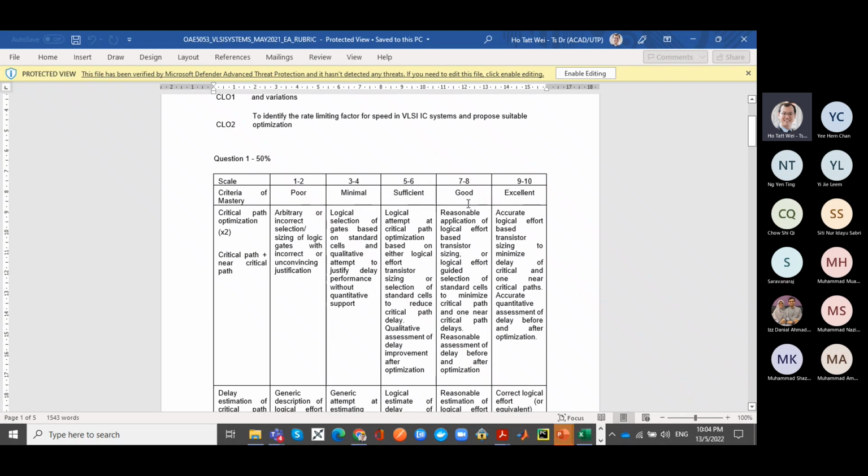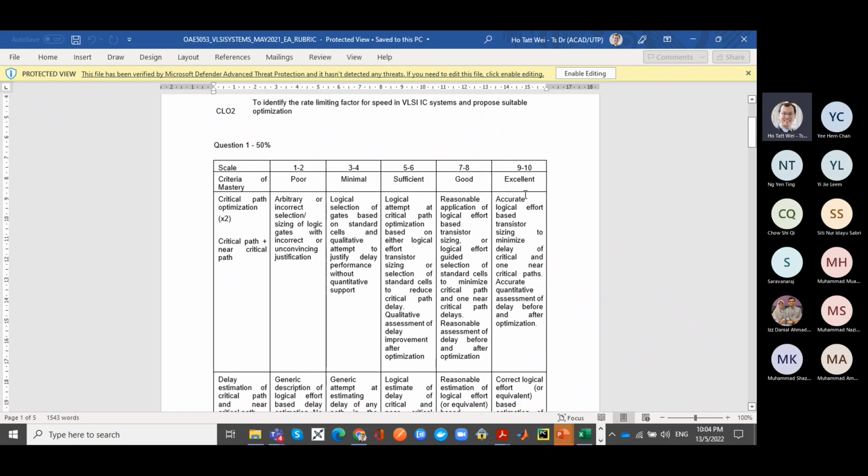These are all the descriptions of what you need to do in order to meet that particular grade. So 9 to 10 is clearly an A. UTP's A is 8.5 to 10, so 85 marks and above is A. 80 to 85 is A minus. 75 to 79 is B plus. I think 65 to 74 is B.